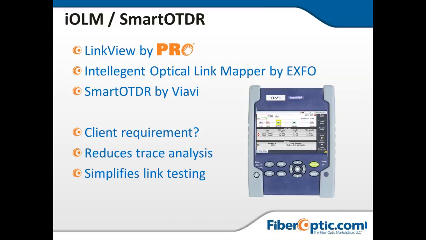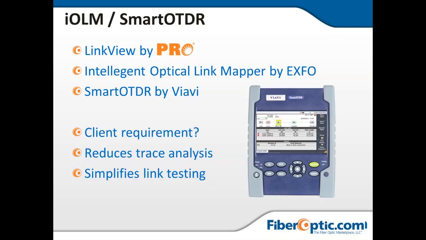Link View system or other IOLM or smart OTDR type systems. There's three out there that I would recommend, and I do think it's worth buying OTDRs that have these. This is again a separation between probably Precision Rated Optics, EXFO, Viavi, and some of the cheap OTDRs that you're going to buy overseas: this Link View technology, where you can actually get a graphical representation of what's viewed in the field.